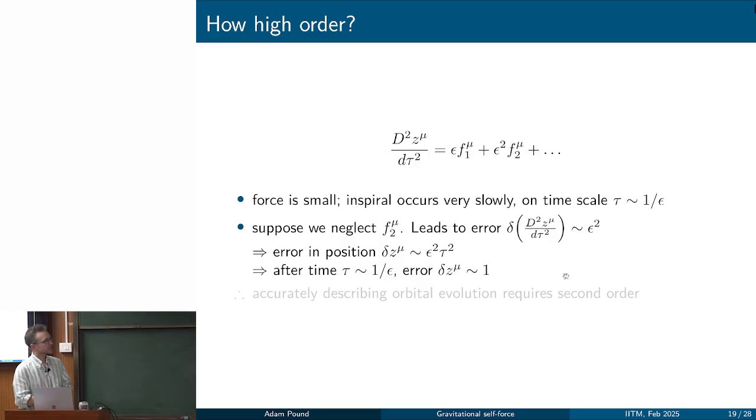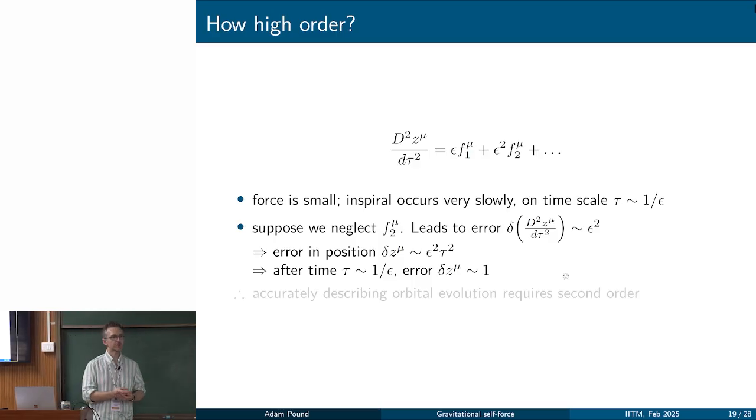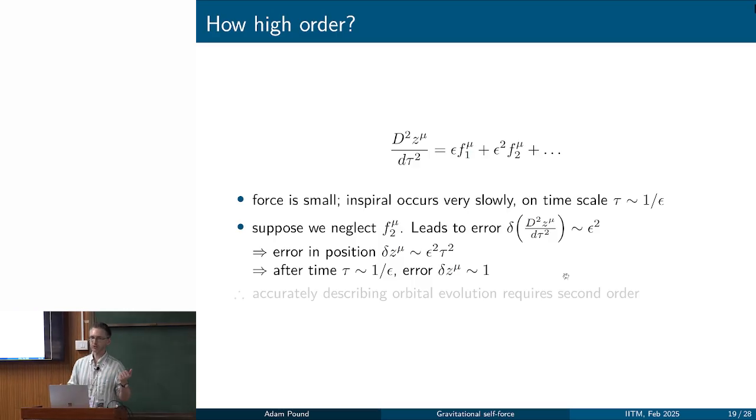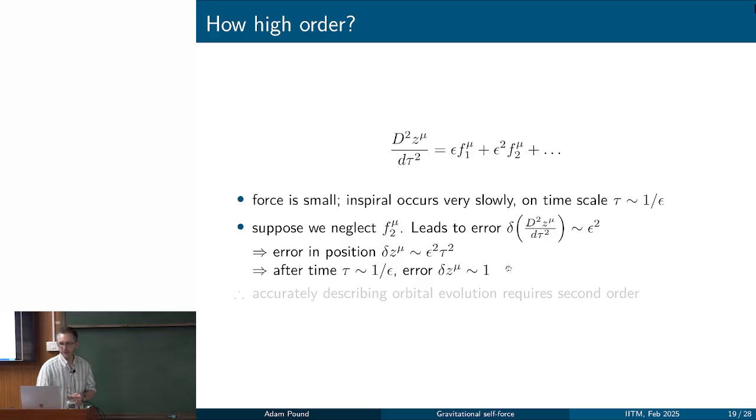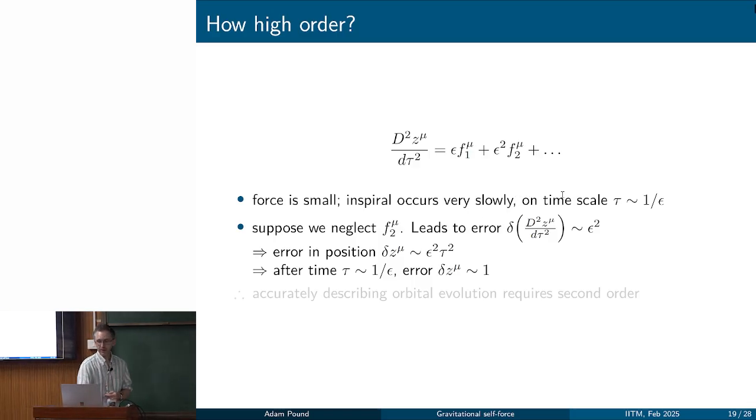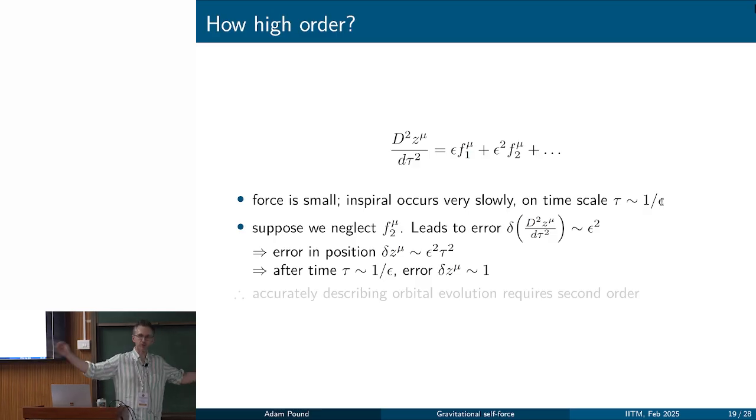Okay, so how high order do we need to go? We don't want to be in a situation where we find you need to go to 10th order in the mass ratio to model MREs, because that would be totally hopeless, and we would just give up on the method immediately. We want to find that you can get good accuracy in a moderate amount of work. The first thing is, as I already mentioned, the in-spiral is very slow. It occurs on a time scale of order 1 over the small mass ratio. So slow rate of change, long evolution time.